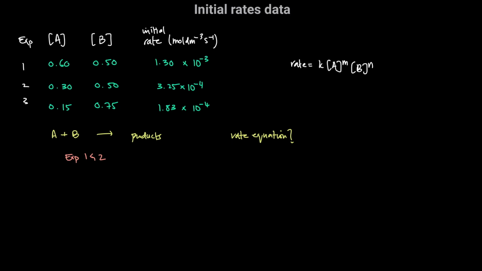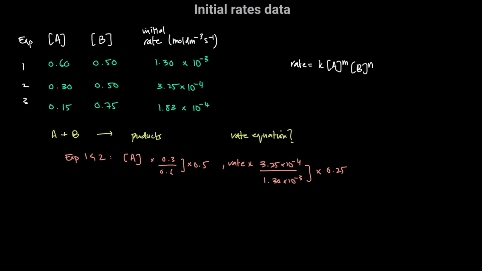So looking at experiments 1 and 2, we can say that the concentration of A is multiplied by a factor of 0.3 divided by 0.6, right? The concentration of A changes by a factor of 0.5 or 1 over 2, whereas the rate changes by a factor of, we go from 1.30 times 10 to the power of negative 3 to 3.25 times 10 to the power of negative 4. So it changes by a factor of 3.25 times 10 to the power of negative 4 in experiment 2 divided by 1.30 times 10 to the power of negative 3. So it changes by a factor of 0.25 or 1 over 4, right?